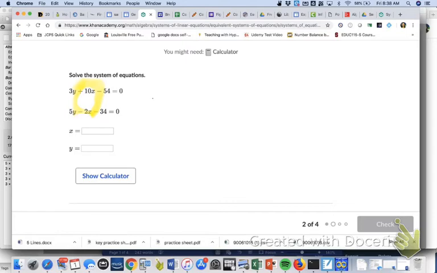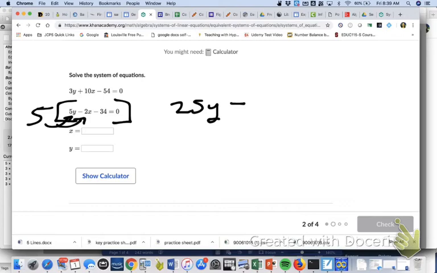So again, the reason I decided to multiply my bottom equation by 5 is because if I do 5 times 2x, that is going to leave me with a -10x in the bottom, which will cancel out with the plus 10x up here. So that is what I'm going to do. So I'm going to rewrite my bottom equation after I've multiplied everything by 5. So 5 times 5y is 25y. 5 times -2x is -10x.